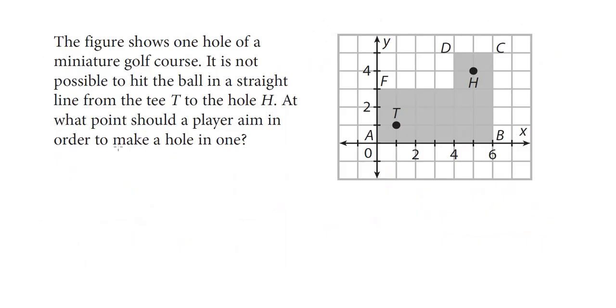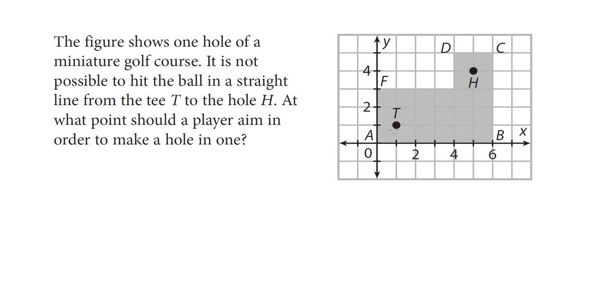All right, let's take a look at how we can apply this to a real-world situation. It says here, the figure shows one hole of a miniature golf course. It is not possible to hit the ball in a straight line from the T to the hole H. At what point should a player aim in order to make a hole-in-one? So my ball is here at T and the hole is here at H, and I want to make a hole-in-one. And I can't just hit it in a straight line because it's going to bounce off of that corner there, as you can see.